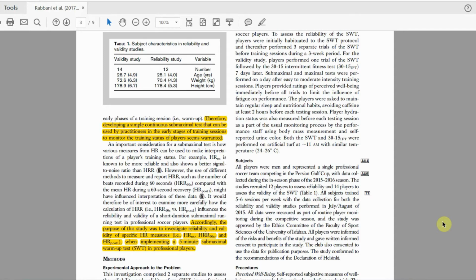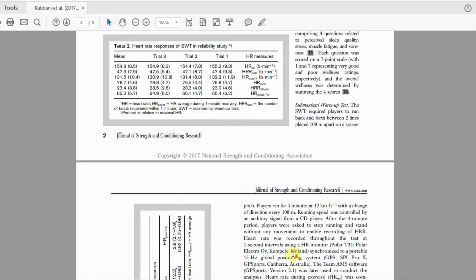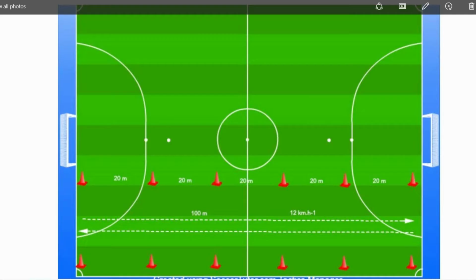in terms of the heart rate measures, including heart rate exercise and heart rate recovery, both in terms of the drop in heart rate recovery in 1 minute, heart rate recovery 60 seconds, and heart rate post, which is the average heart rate during 1 minute of recovery. Therefore, we adopted this submaximal test. You can see the protocol in this picture.